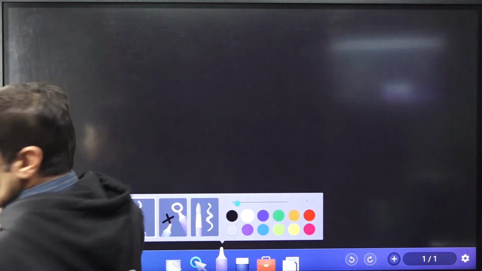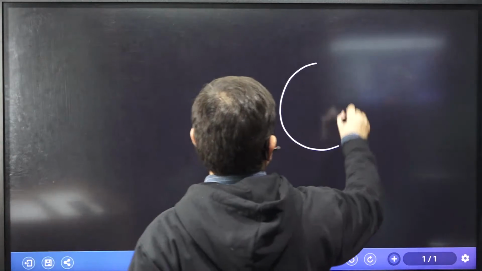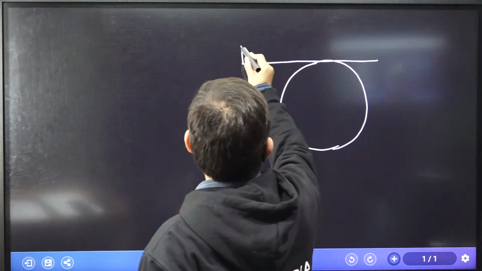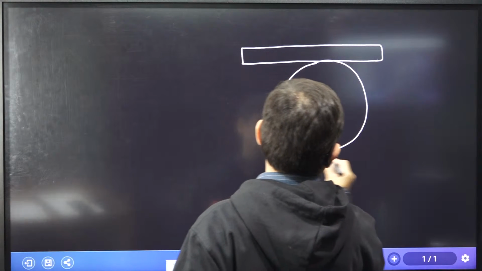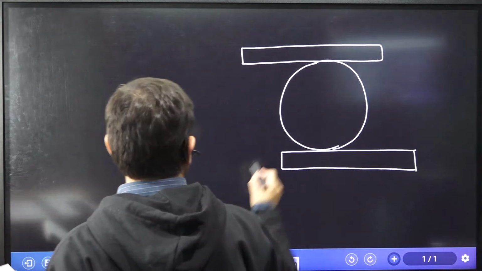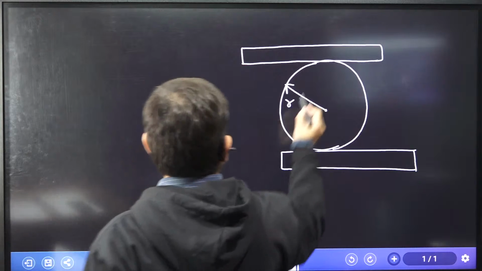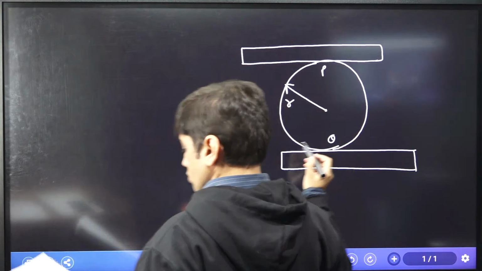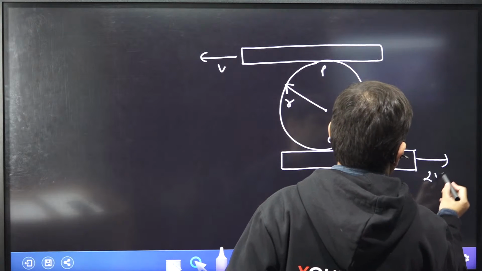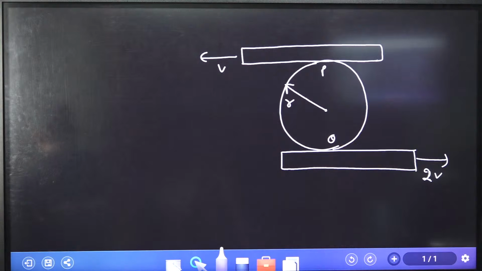Now let me solve these questions for you. Let me give you the first question, and this is a really good question. He has given you a circular disc, and this circular disc is in contact with two more plates. The radius of the circular disc is r. This point is P, this point is Q. This is a really good question based on instantaneous center only.